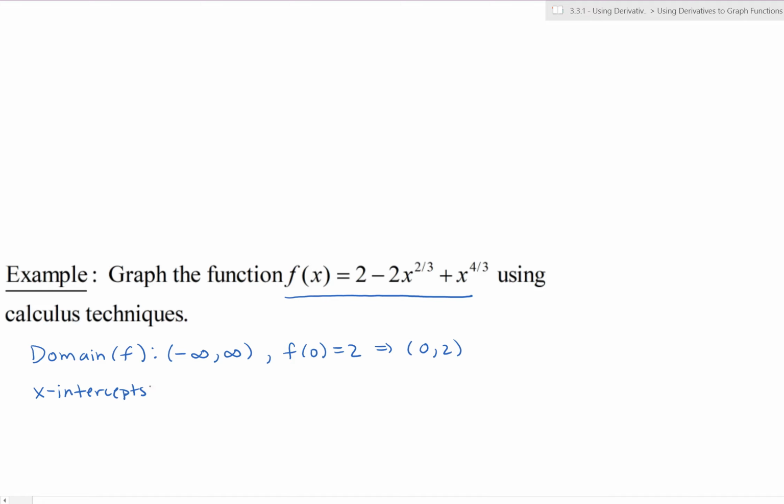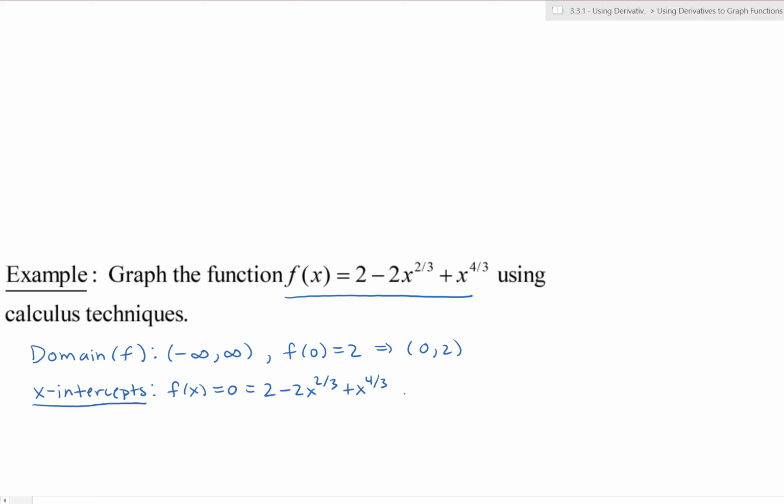Well, we'd have to figure out, in this case, where the function is equal to 0. Now, that's the same, of course, as setting 2 minus 2x^(2/3) plus x^(4/3) equal to 0. And that might not seem like a trivial thing to be able to solve.